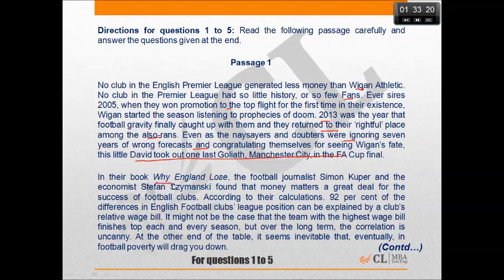In their book, Why England Lose, the football journalist Simon Cooper... Simon Cooper is not mentioned in question number 3. And the economist Stefan Szymanski found... I am reading it from the question paper. I have the question in front of me. Stefan Szymanski is also not mentioned. Found that money matters a great deal in the success of football clubs. 92% of the difference can be explained by clubs' relative wages. It might not be the case.